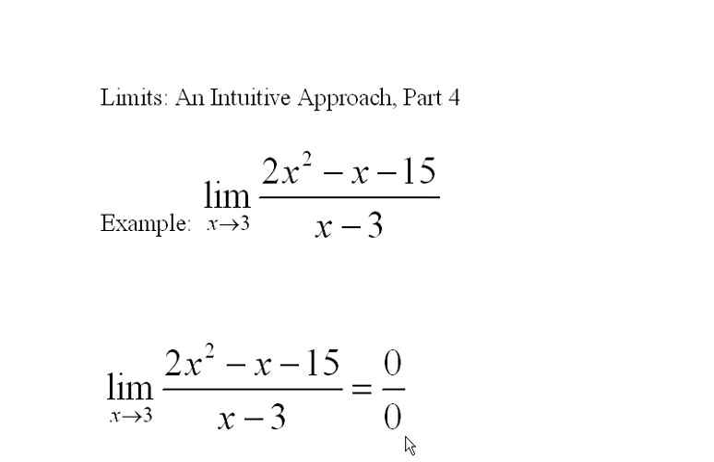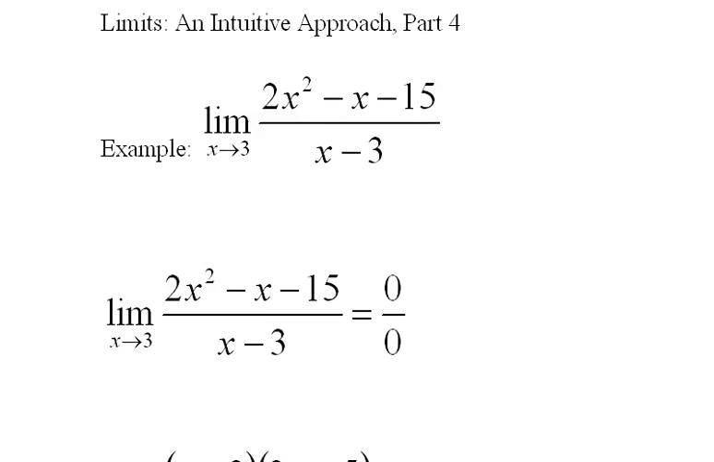Unfortunately, when you do that, you get 0 on the bottom and 0 on the top, and this is one of our indeterminate forms. So we're kind of forced into making some kind of a change to this function. Maybe we can manipulate this algebraically and figure out what's going on. And that's what I'm going to do.